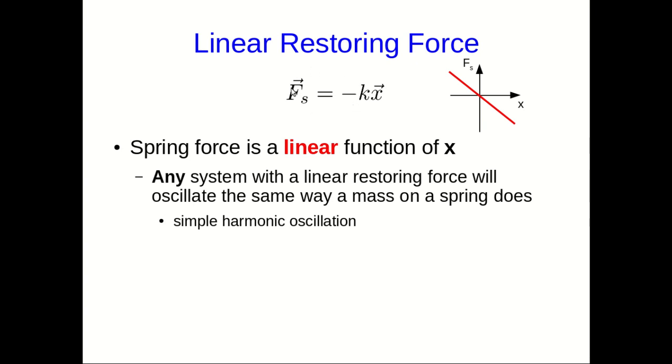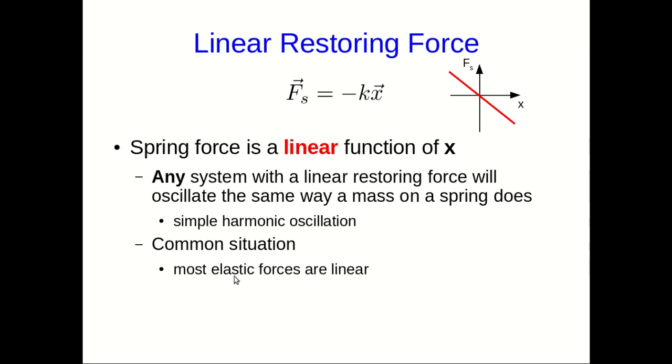Because if a mass on a spring acts this way because of this restoring force, any other system you come across that happens to also have a linear restoring force, you know that it's going to oscillate exactly the same as a mass on a spring. And so this is why this idea of simple harmonic oscillation is useful as a category of motion, because it's not just masses on springs that do it.